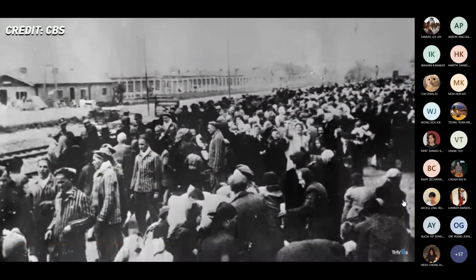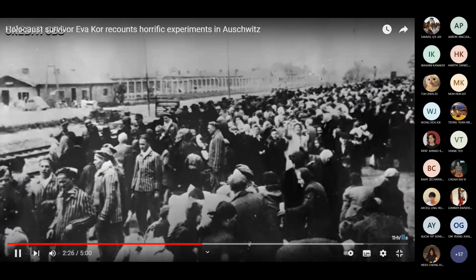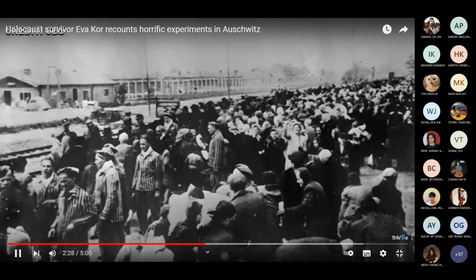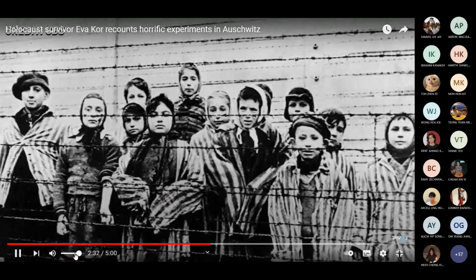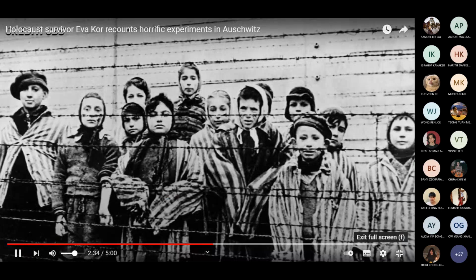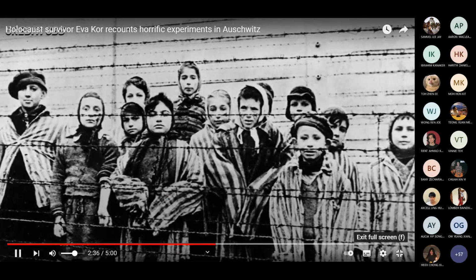Those experiments, physical tests by Nazi Dr. Josef Mengele, to study the similarities and differences in identical and fraternal twins. Eva and her sister were injected hundreds of times with mysterious substances.